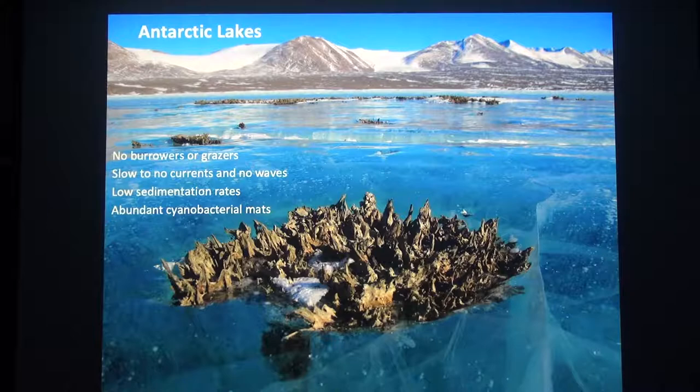There also, because the lakes are ice covered, there aren't any currents or waves, so the water is very still, and the sedimentation rates are very, very slow. And so this sort of allows these elaborate microbial mats to grow. In some lakes, they're being lithified into stromatolites, and in others, they're sort of gelatinous and soft.